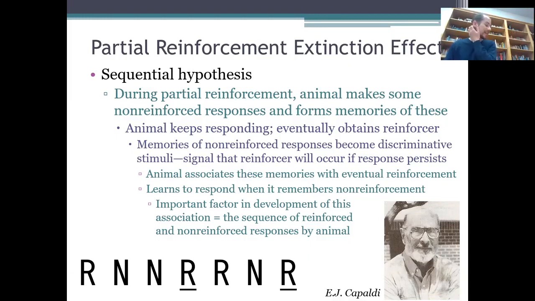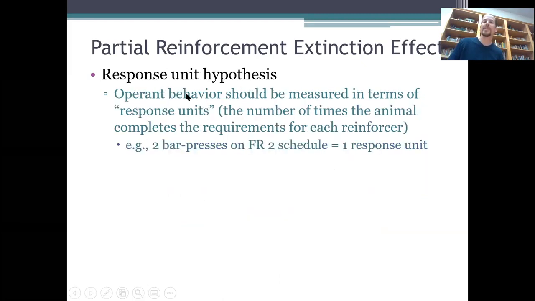But one last idea that I need to tell you about today, a very different take on the partial reinforcement effect. According to what's known as the response unit hypothesis, partial reinforcement extinction effect isn't even a thing, right? Partial reinforcement doesn't actually produce more persistent responding. It doesn't actually increase resistance to extinction, according to this view. It only looks like it does because of how we're thinking about and defining the response that the animal is performing.